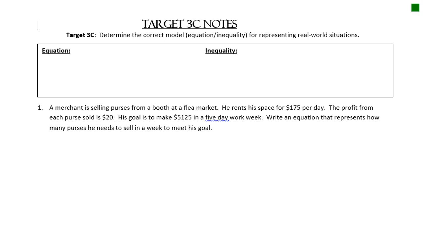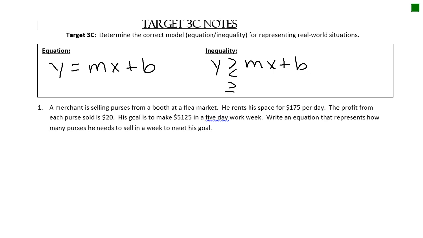All right, so target C is going to talk about real world situations, and we have to determine the model, whether it's going to be an equation or an inequality. Let's remember what an equation is. The equation is y equals mx plus b. Hopefully, you guys didn't forget. For the inequality, everything stays the same. However, for inequalities, I hope you remember that we don't use the equal sign. We use the greater than, less than, greater than or equal to, or less than or equal to symbols. That's the difference between an equation and an inequality.